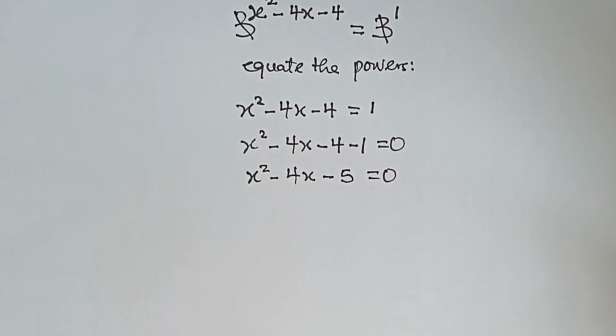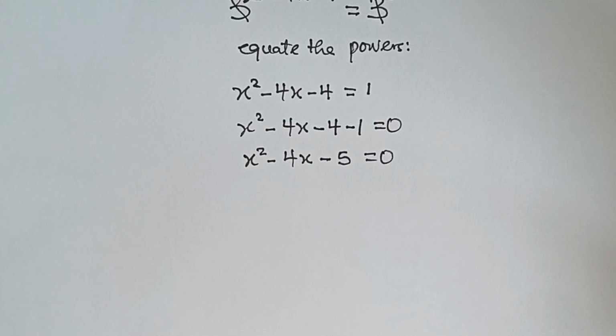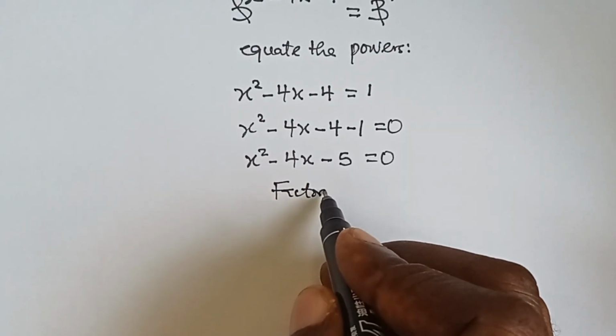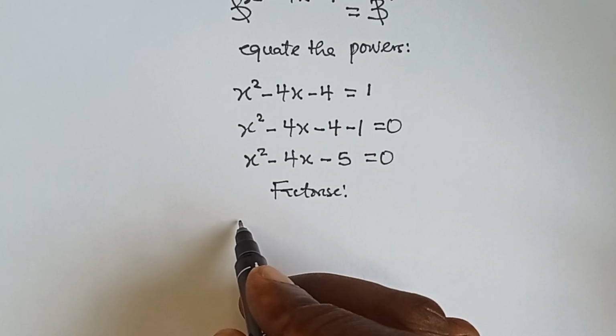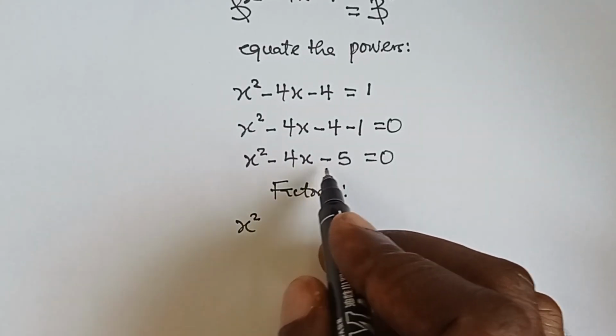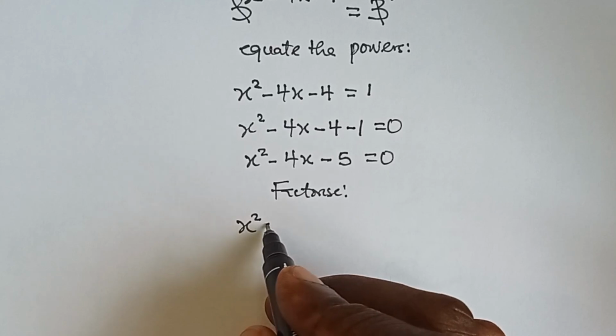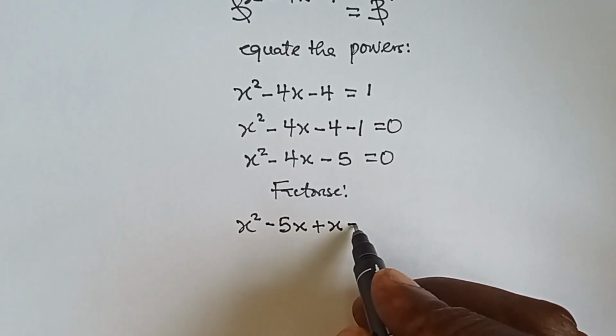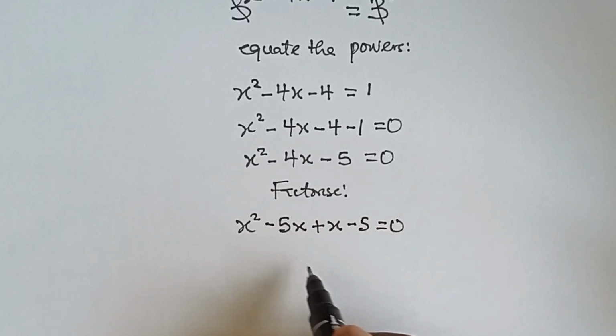Now, we can factorize this. This is a quadratic equation. Let's factorize this. Okay, so what are the factors of 5? Minus 5, that will give minus 4. Okay, we have minus 5x plus x minus 5 equals 0.